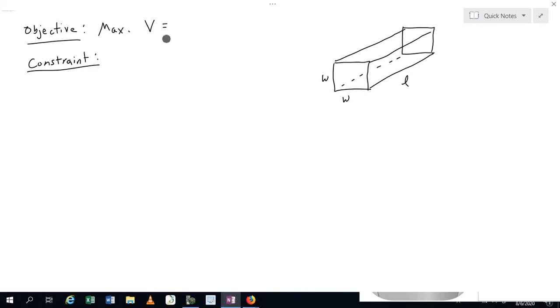And then you should probably think about what the volume is equal to in terms of some kind of equation. And of course, it's length times width times height. But since this has a square base, the two W's here are the same length. And so that's W squared times L. Okay, so that gives you the volume of the box.